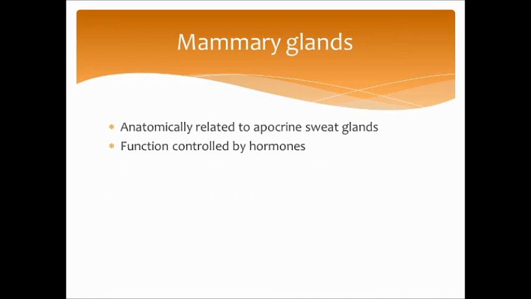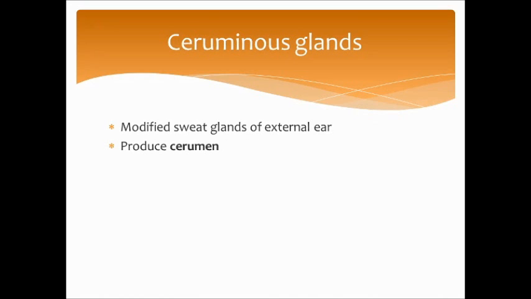Mammary glands are in the breasts, and they're used to create breast milk for babies. They're anatomically related to apocrine sweat glands, and their function is controlled by hormones, usually after birth. Ceruminous glands are modified sweat glands of the external ear. They produce cerumen, or earwax, and it helps to keep foreign objects out of your ear, especially things like insects.